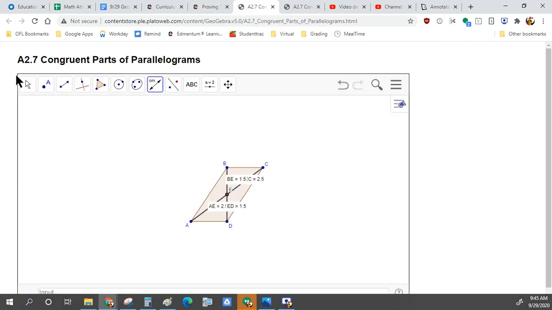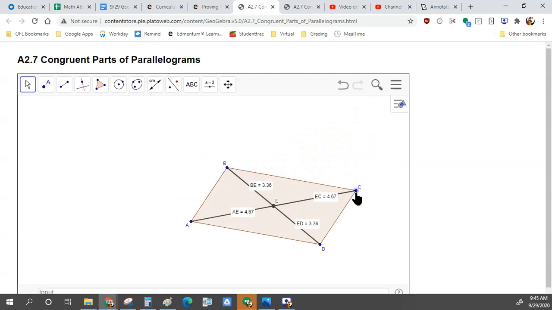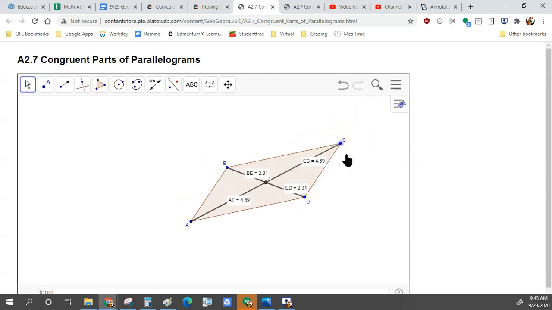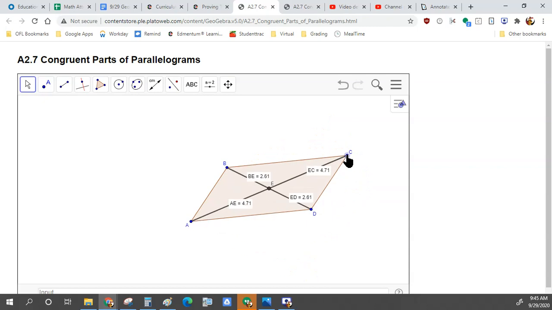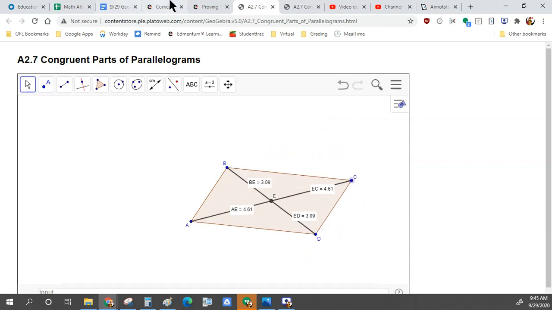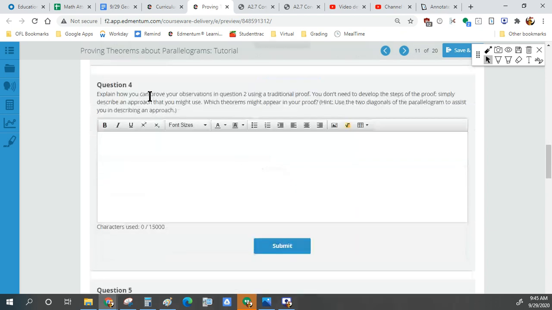Move the vertices around, see if this does it. Like I said, I always think this is dumb because it's programmed to be a parallelogram. If you do this with any other thing besides Edmentum, it wouldn't work. So yeah, you'll see that no matter how I move it, it's always the same. The relationship remains the same. Let's look at the other one.